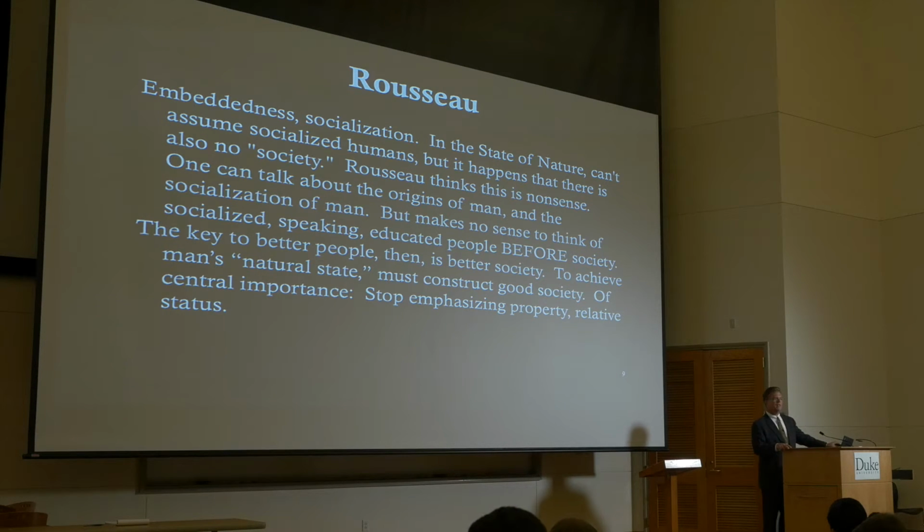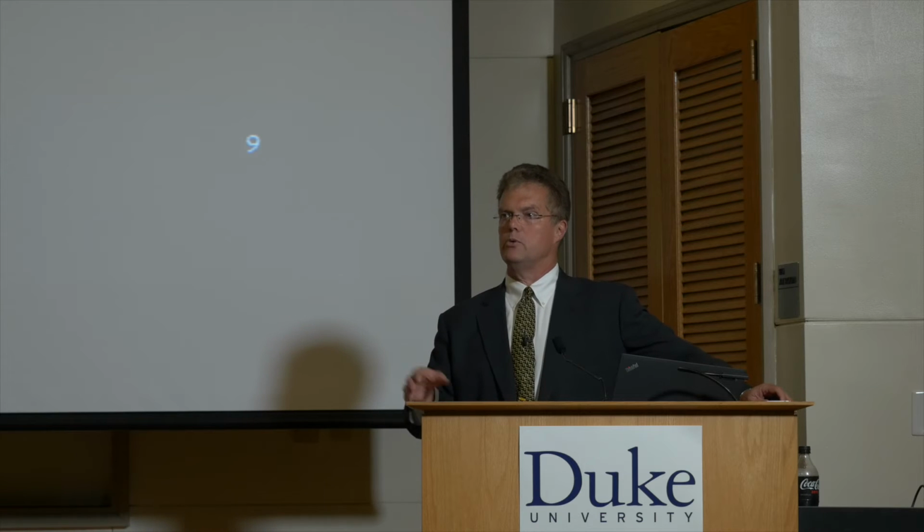Rousseau's view of the state of nature assumed, his argument was, you can't assume fully socialized human beings. So you might say we have human beings who are very much as they are now, but there's no state. Rousseau just thought that was nonsense. You can't have a society without having a society, which requires a state.